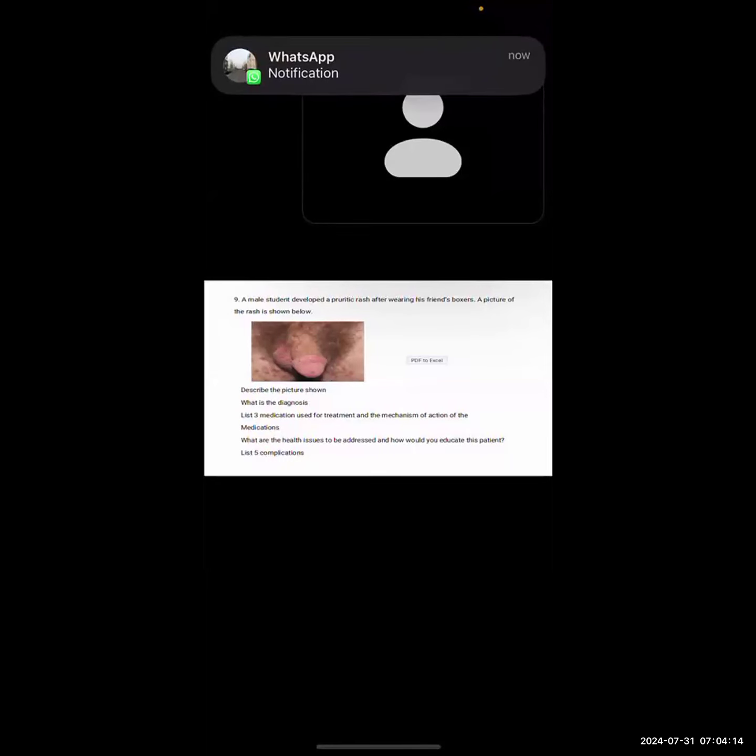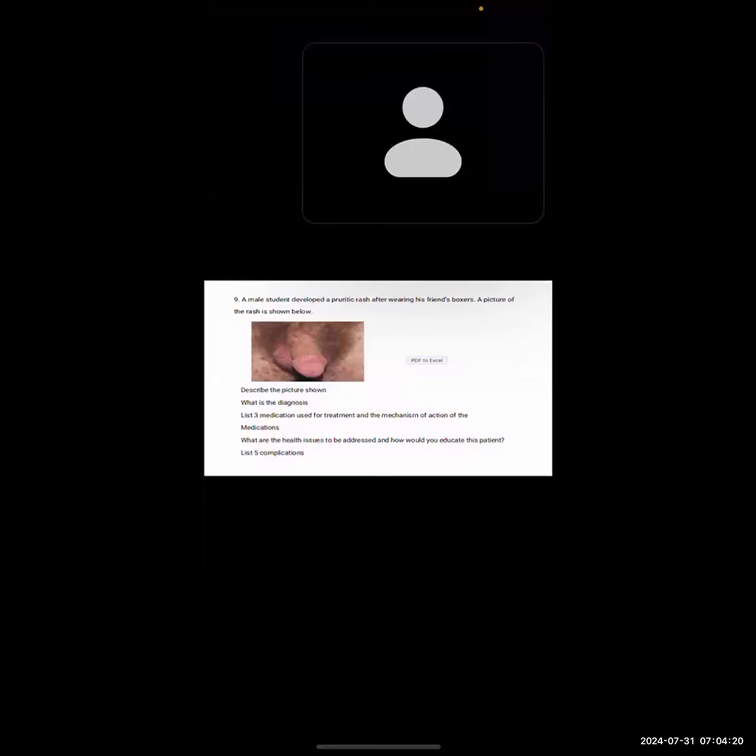I'm taking practice question 9. So the question goes thus: a male student developed a pruritic rash after wearing his friend's boxers. A picture of the rash is shown below. Question 1, describe the lesion. Question 2, what's the diagnosis? Then list 3 medications used for treatment and the mechanism of action of the medications. Then what are the health issues to be addressed and how would you educate this patient? Then list 5 complications.